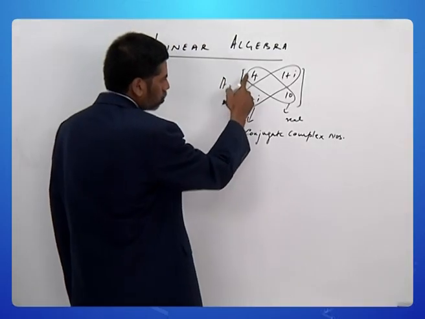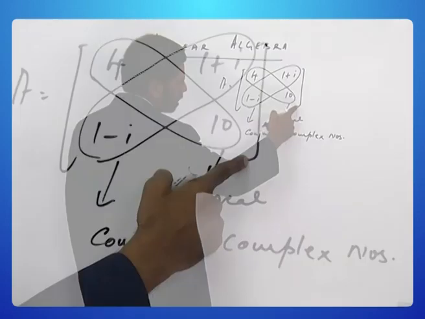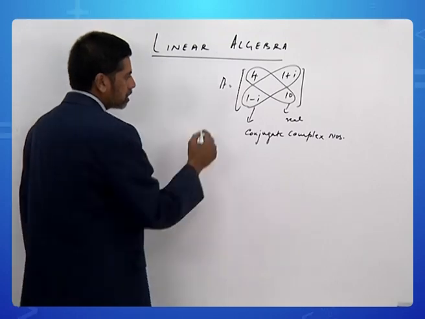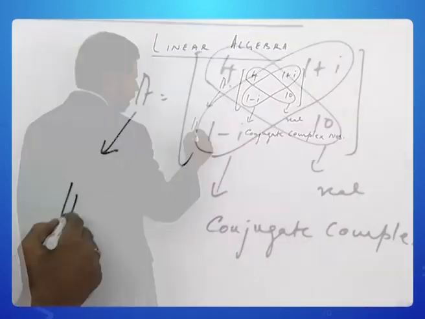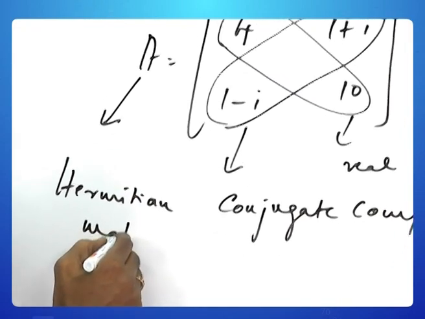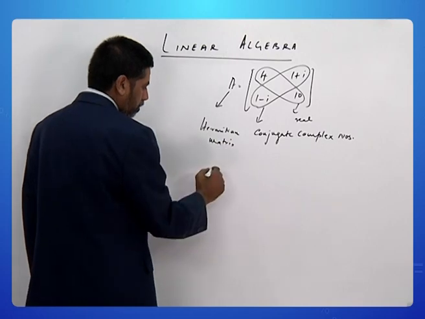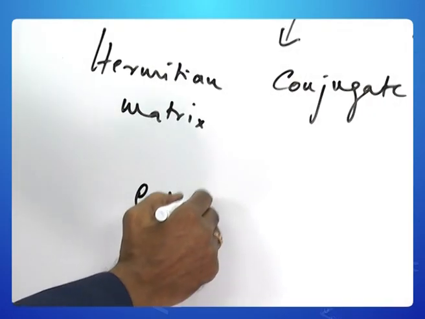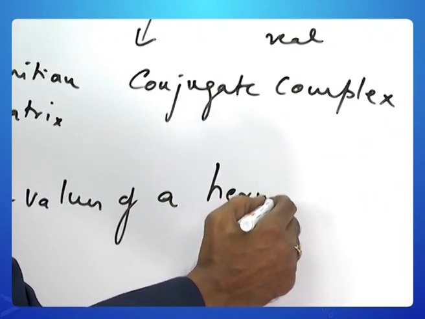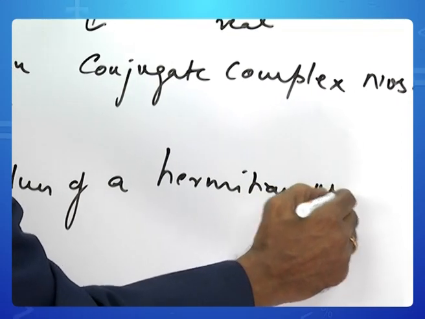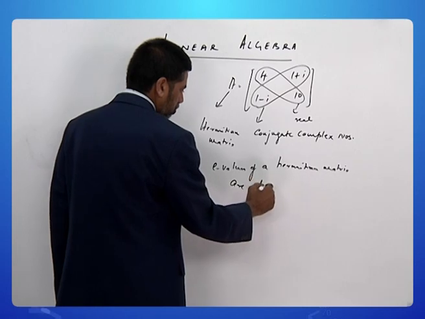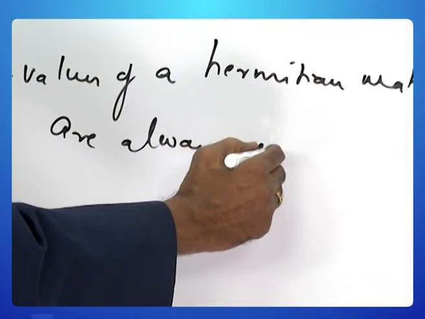Any such matrix whose principal diagonal elements are real and the cross diagonal elements are complex conjugates will be called a Hermitian matrix. And one property says eigenvalues of a Hermitian matrix are always real.